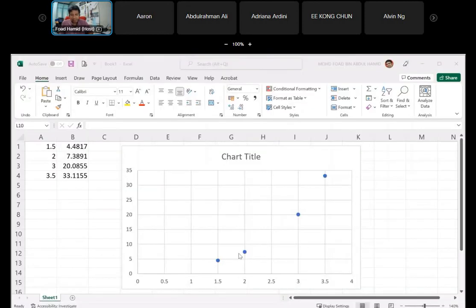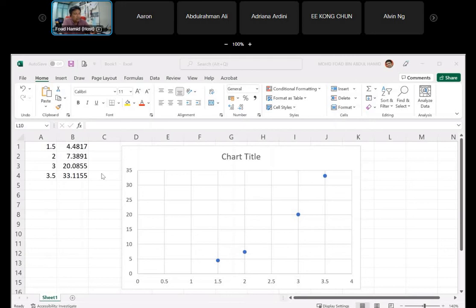Okay, so I plotted the data and I see the curve here. So now, how do I find a line that represents all these data points? Can anyone suggest to me what to do? We learned about this before, yeah? This is not something new to you.